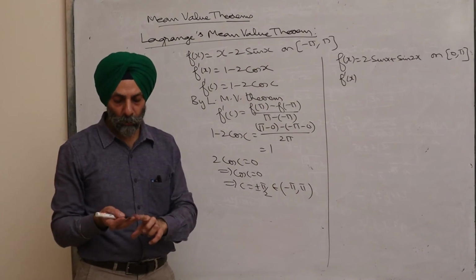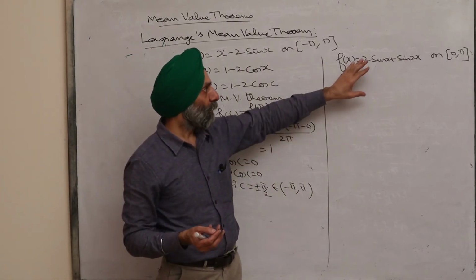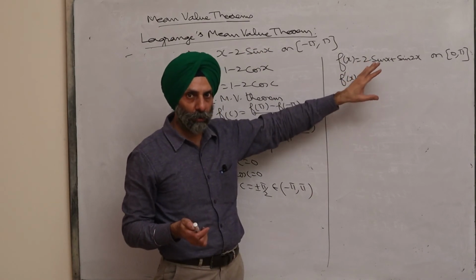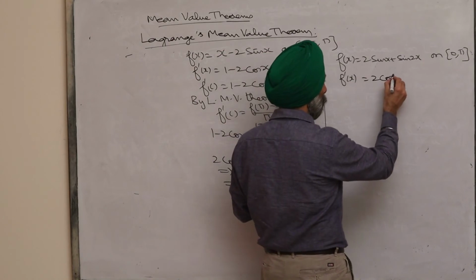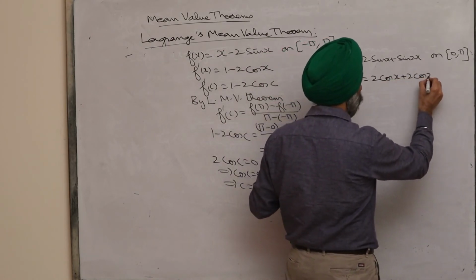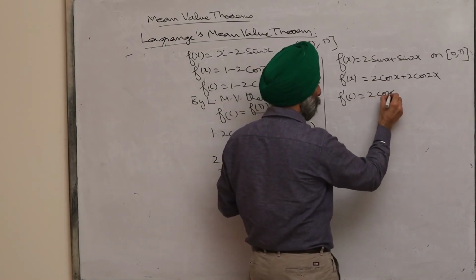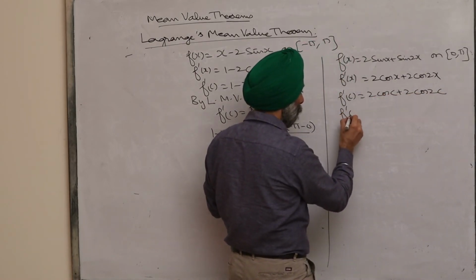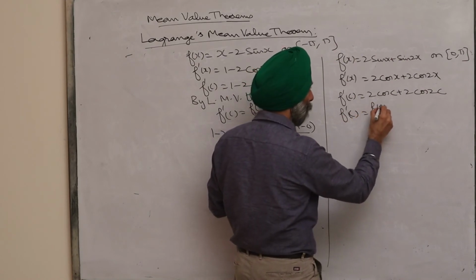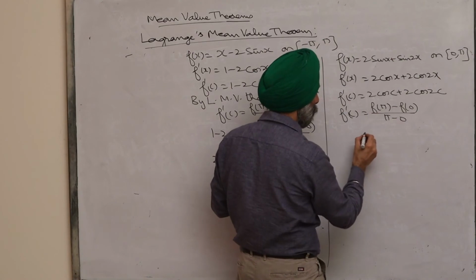First you need to specify the reasons for which the function is going to be continuous and differentiable. Now f dash x is equal to 2 cos x plus 2 cos 2x. So f dash c is equal to 2 cos c plus 2 cos 2c, or f dash c is equal to f of pi minus f of 0 upon pi minus 0.